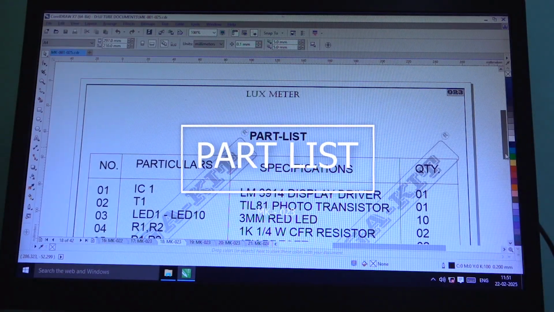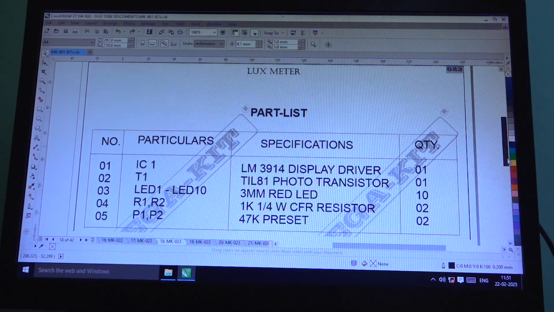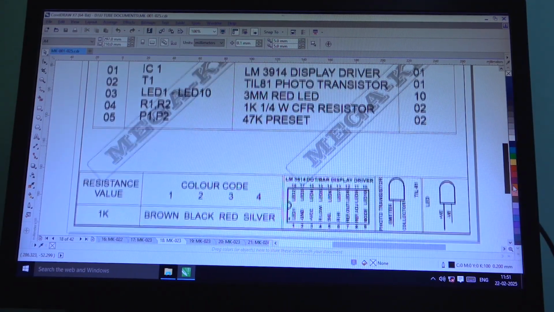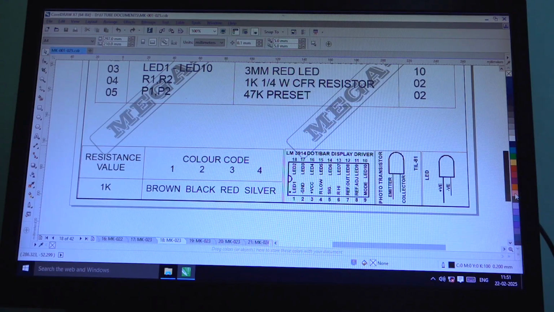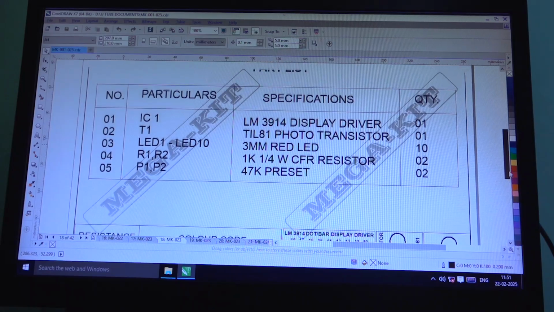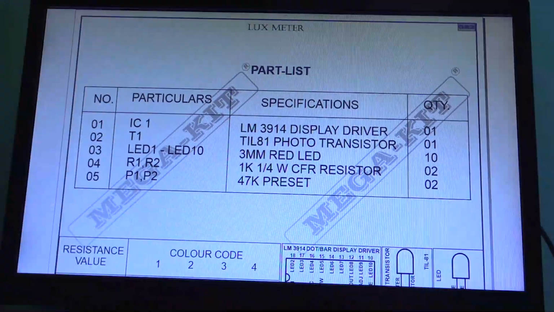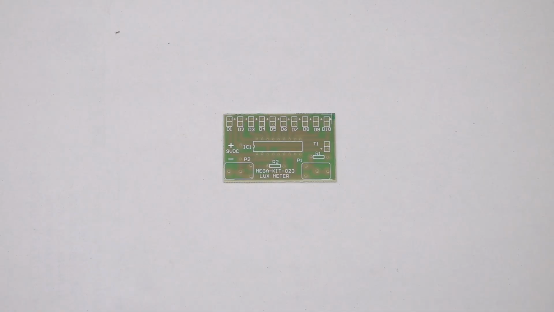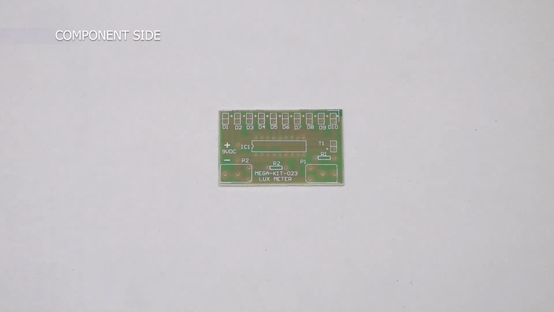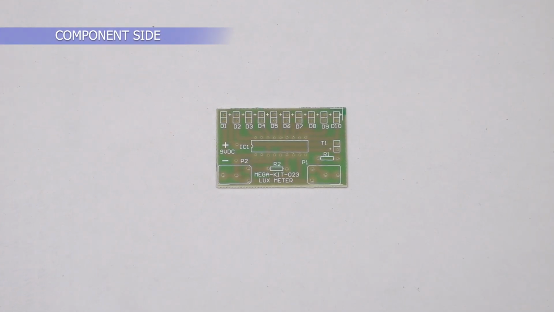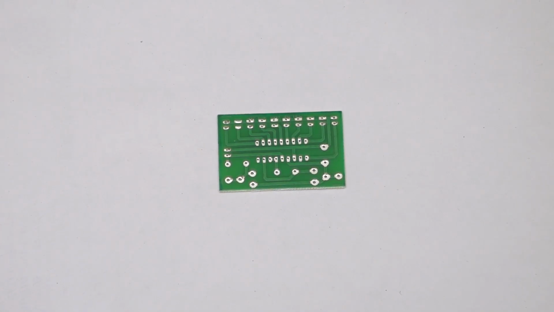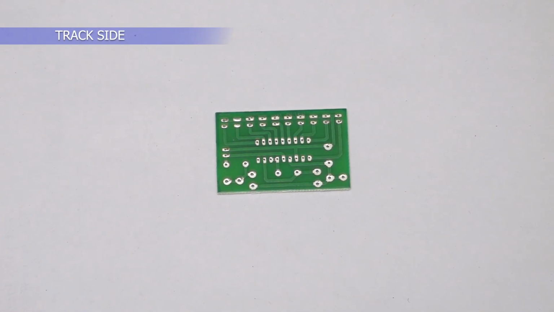Let us see the part list. Let us see the parts required. PCB MK-023 component side. PCB MK-023 track side, quantity 1 number.